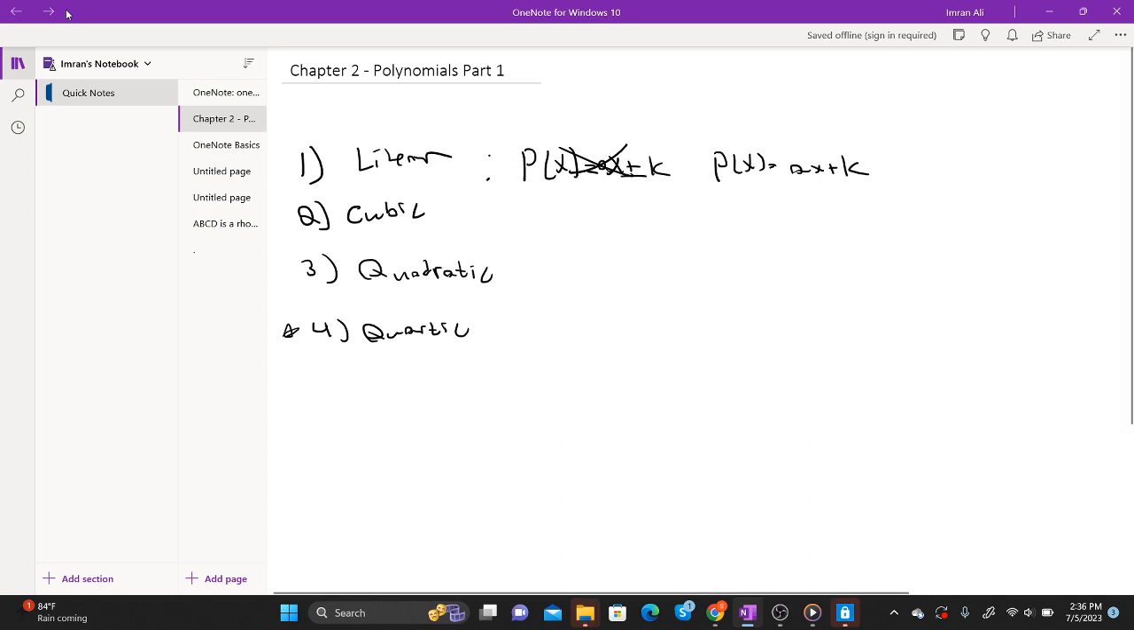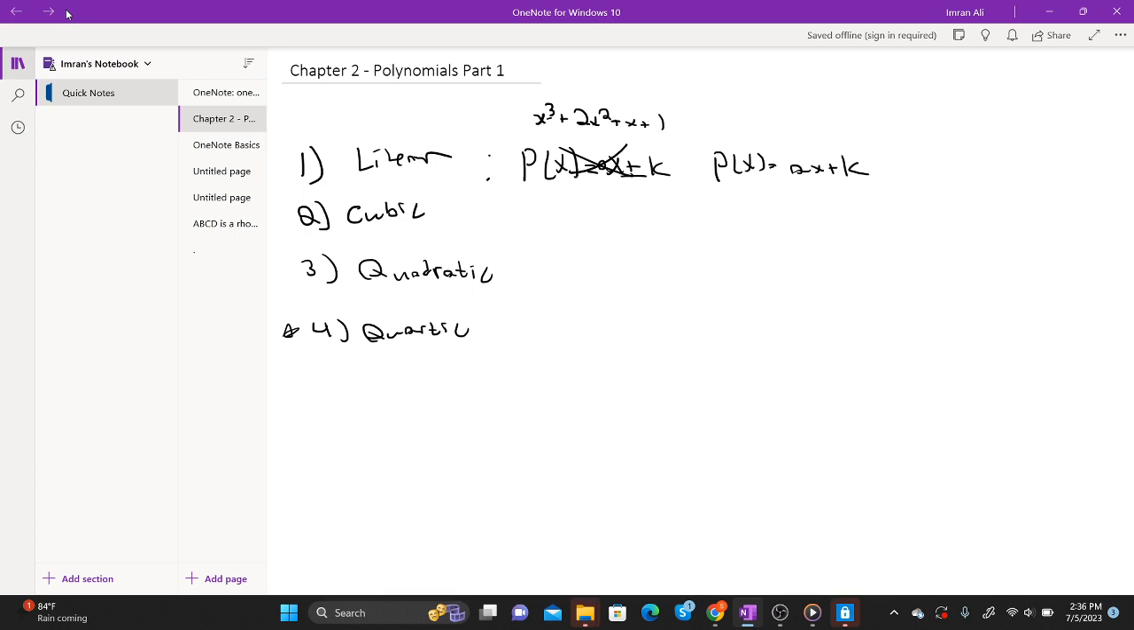The linear polynomial has the degree of 1, and the degree of a polynomial is, if you look at a polynomial and you have all these exponents, like I'm going to give an example, x cubed plus 2x squared plus x plus 1. This is a cubic polynomial, and it has a degree of 3 because that's the largest exponent you get after you combine all like terms.